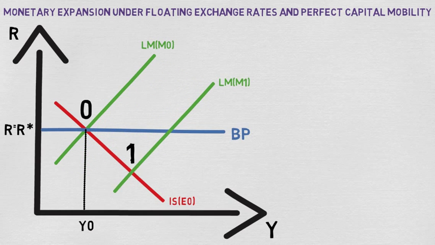And so we move to point 1, where there has been a fall in interest rate from R to R1, and an increase in income from Y0 to Y1. The fall in interest rate means that there is a deterioration in the capital account. The increase in income means that there is also a deterioration in the current account. Thus, the balance of payments is now less than 0, so we have moved off the BP line.